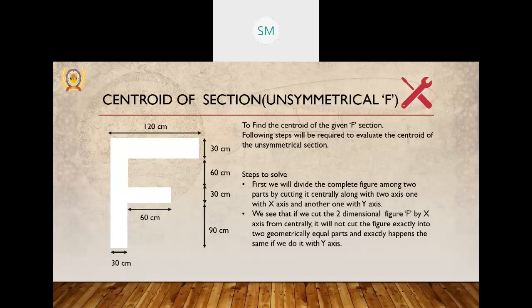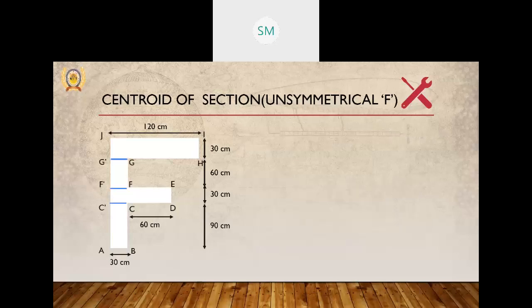So we have to find the centroid coordinates in terms of both x bar and y bar. Now let us divide this F section into four rectangles. The first one is A, B, C, C dash.